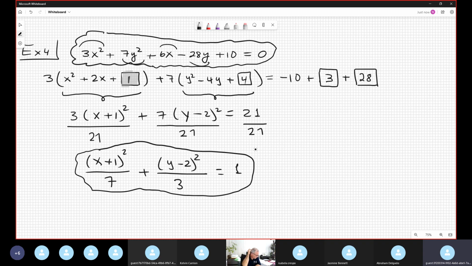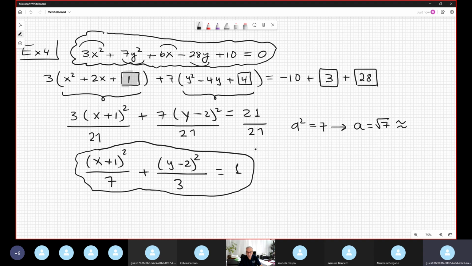Now, what do you think? Is this the horizontal or the vertical ellipse? Is this the ellipse like that or ellipse like that? Horizontal or vertical? Horizontal. Why? Because the x is big. This is the reason. So a squared is 7. Therefore, a alone is radical 7.